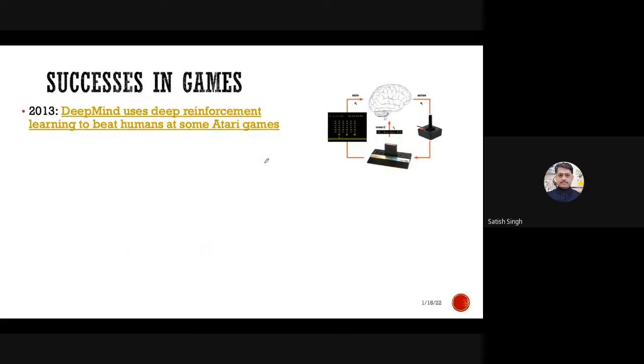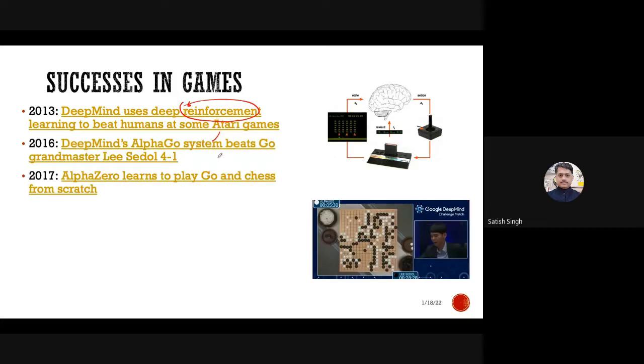But if we talk about present-day games, in 2013, what happened? DeepMind used deep reinforcement learning to beat humans at some Atari games. So basically, reinforcement learning came into the picture. Reward and punishment policies were used in reinforcement learning, and those games were designed. In 2016, the DeepMind AlphaGo system beat Go Grandmaster Lee Sedol. Earlier he was a Grandmaster, but in 2016, machines beat Lee Sedol and his career was completely abolished.